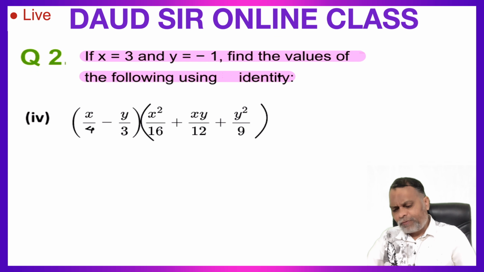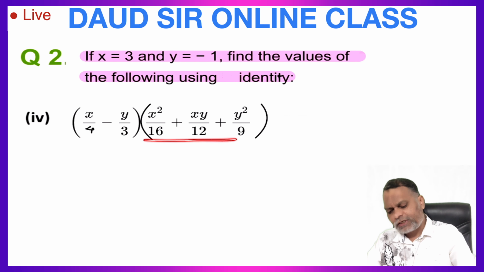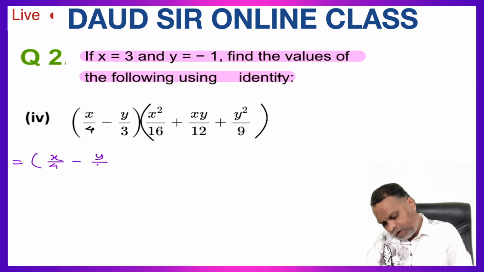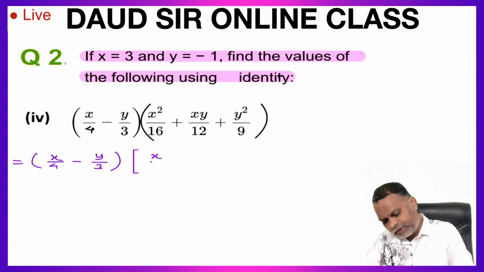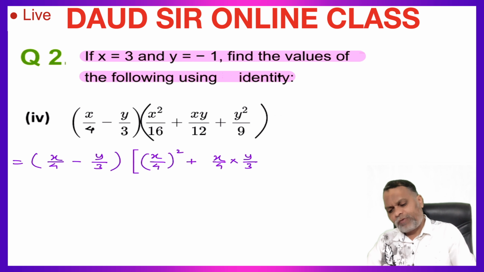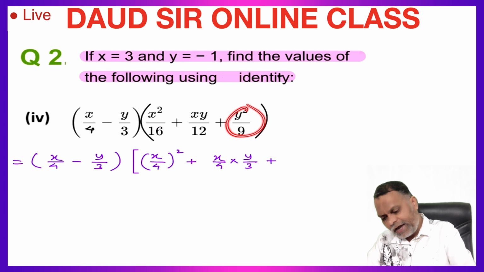Question number 2, part 4: (x/4 - y/3)(x²/16 + xy/12 + y²/9). We can write the first bracket as it is, x/4 - y/3. In the second bracket, we can write x²/16 as (x/4)², and xy/12 can be written as x/4 into y/3, which becomes xy/12, plus y²/9 can be written as (y/3)².